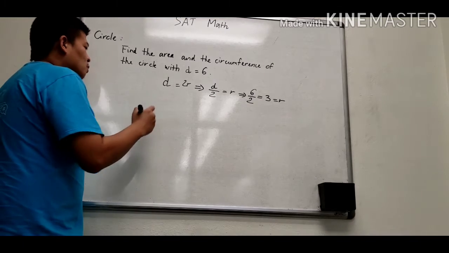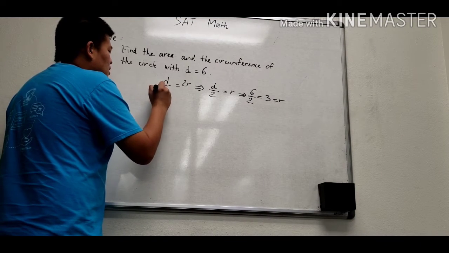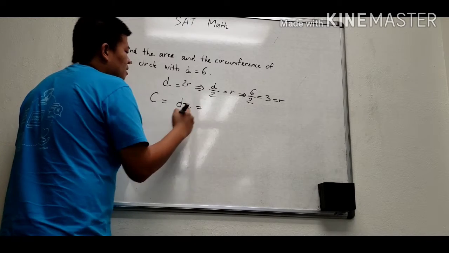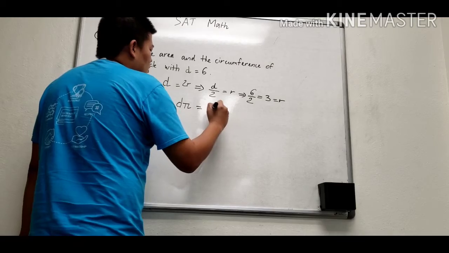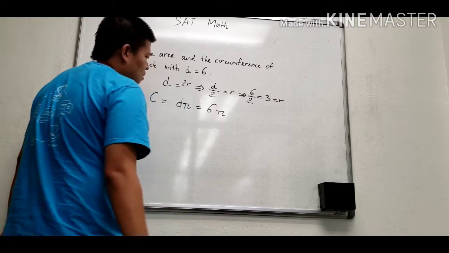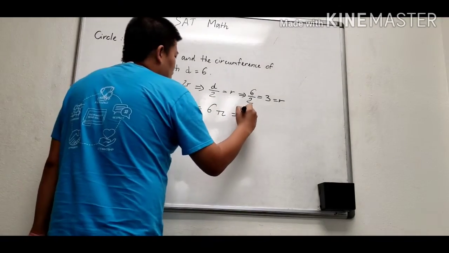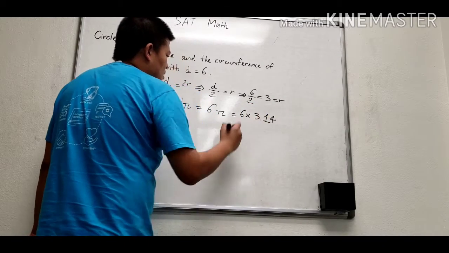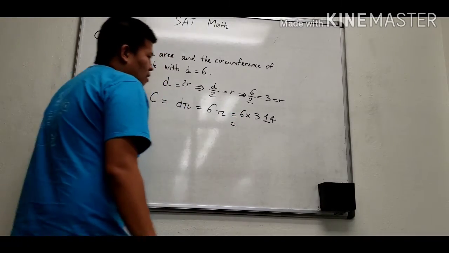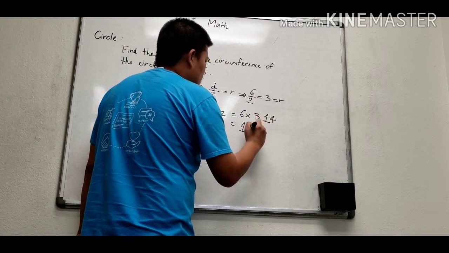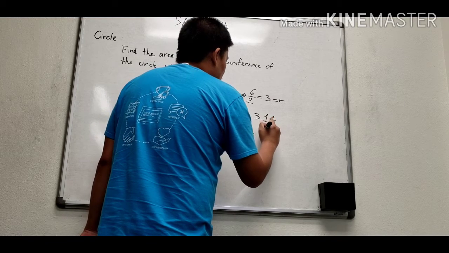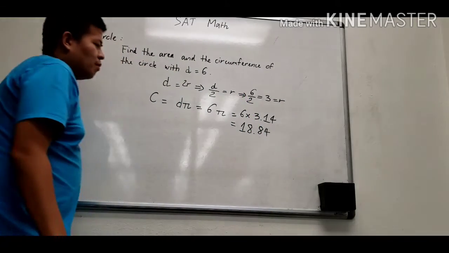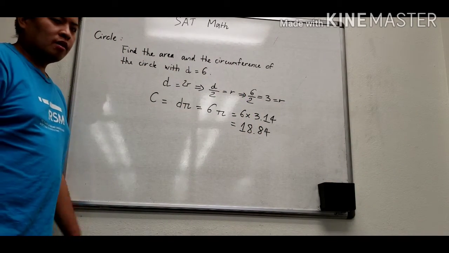In step number 2, we need to find the circumference. We have d multiplied by pi. d is 6, so we have 6 pi, and for pi we have 6 multiplied by 3.14, and then here you get 18.84. This is the first.